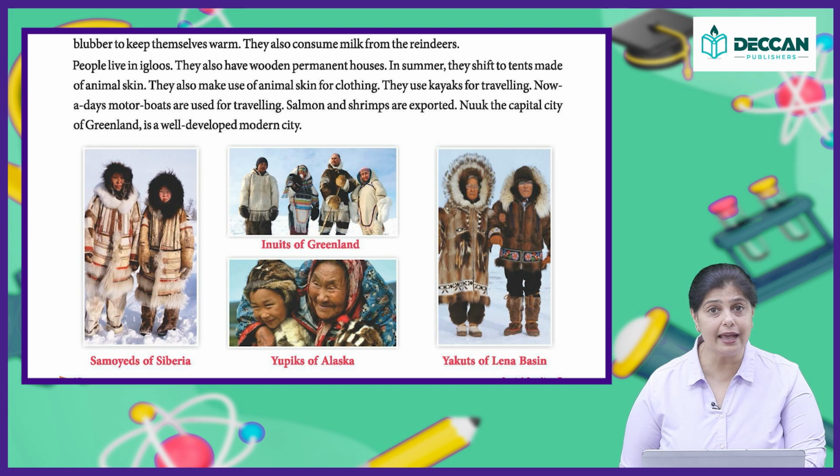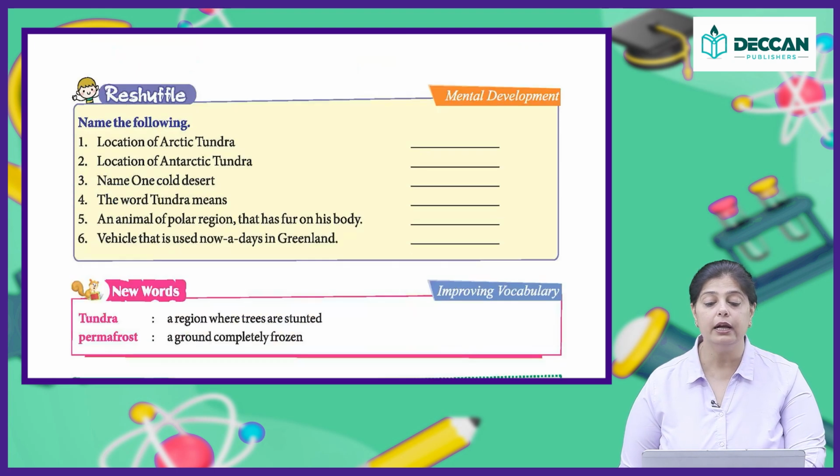And they use kayaks for traveling because they have a lot of water around them from the melted snow. Nowadays, motorboats are used for traveling. Salmon and shrimps are exported. Nuuk is the capital city of Greenland, and it is a well developed modern city. You can take a picture of the look of the people who are living in these areas of the tundra region. Reshuffle, you have to name the following.